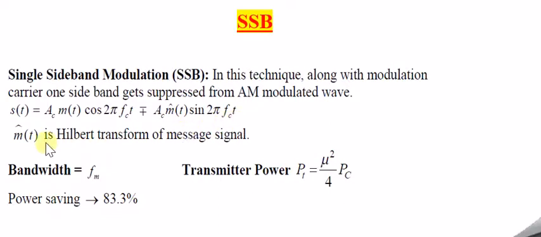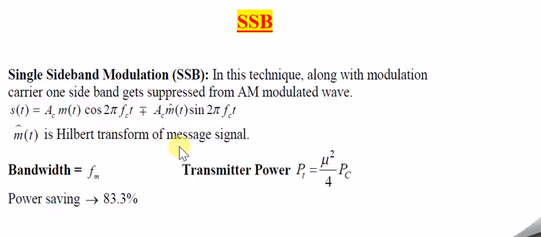So there is an m cap here, correct? What is this? We will try to understand. It is nothing but the Hilbert transform of the message signal. So what is this Hilbert transform? If you would like, I will try to cover a session on this. But for the time being, the Hilbert transform is a mathematical transform. It is used in signal processing, and it is a specific linear operator.